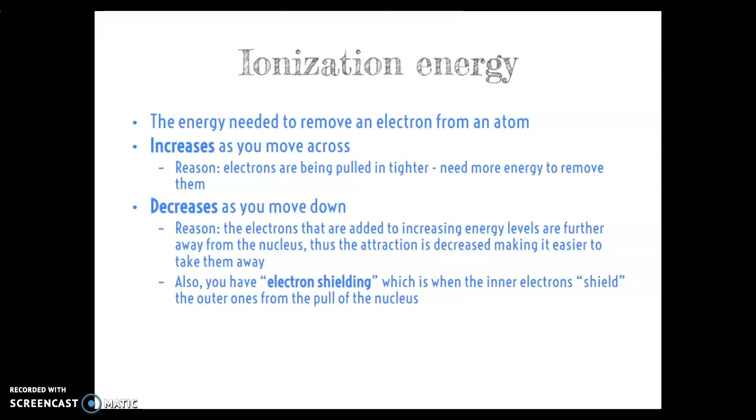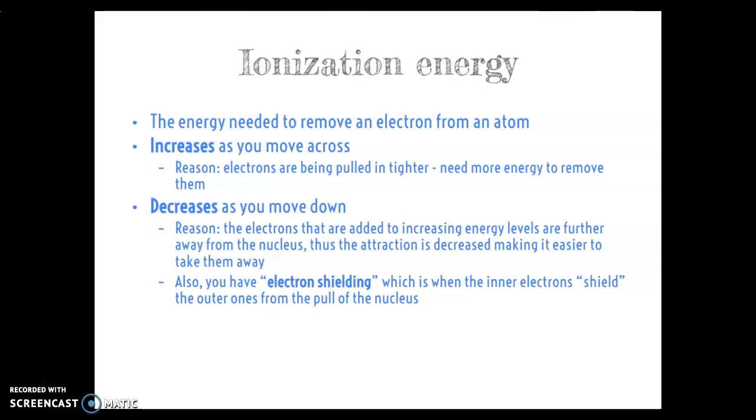Ionization energy is the energy needed to remove an electron from an atom, which increases as you move across the periodic table because those electrons are being pulled closer to the nucleus, they're more attracted to the nucleus, and so you need more energy to add to that atom to remove those electrons. Okay? It decreases as you move down because those electrons are farther away from the nucleus, so it takes less energy to take them away.